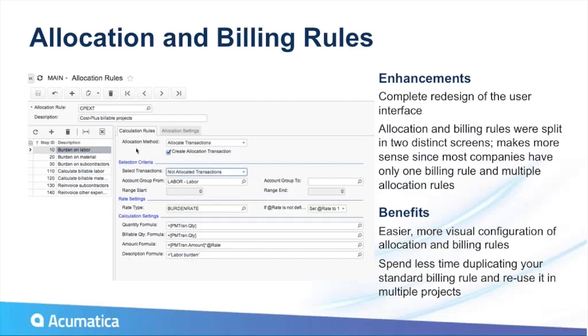The next enhancement we made with allocation and billing rules is splitting the allocation from the billing rules. We realized that most customers will only have one or maybe just a few billing rules, but they would have multiple allocation rules. Previously you would need to duplicate your billing rule in every single allocation rule that you were creating. So by having separate screens, you can reuse the same billing rule for multiple different projects, yet still have different allocation rules depending on the project.